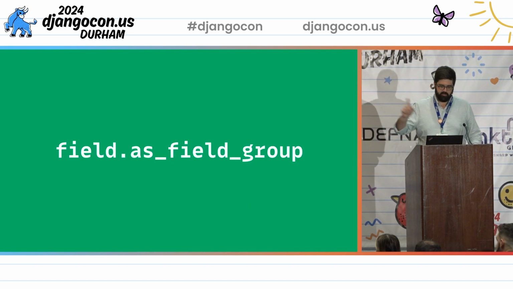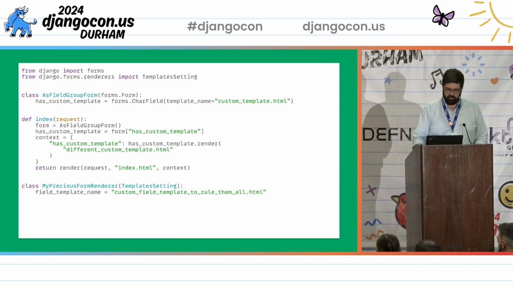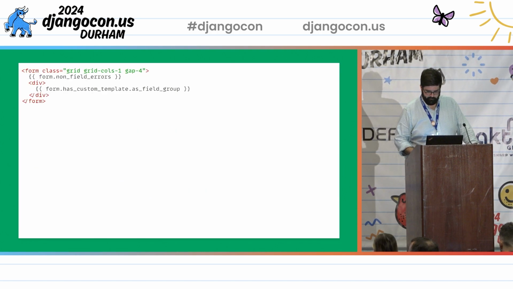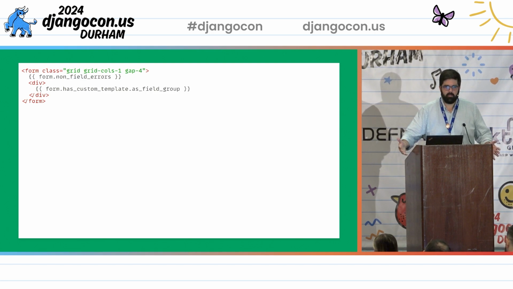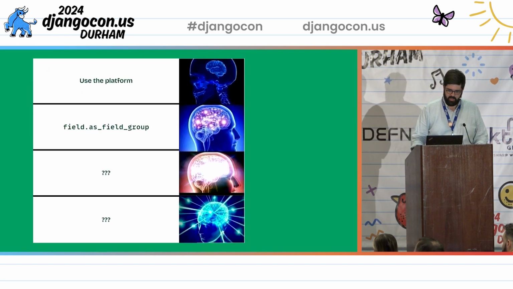That's level 1. Level 2 is as_field_group, introduced in Django 5.0. That allows you to define custom templates for your Django fields. You can do it a couple different ways. You can do it as a passed-in attribute, a passed-in variable, when you define your Django field template name. You can also do it at the request level and have it render a different template. You can also do it at the form renderer level and have a global custom field template to rule them all. And then your form template, you have to adjust it a little bit. You have to call form.field.as_field_group, but that's all you've got to do. And then depending on how you define that template name, the template just works. So that's field as_field_group.